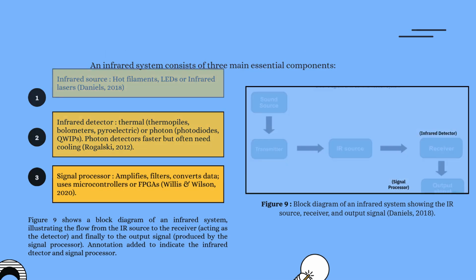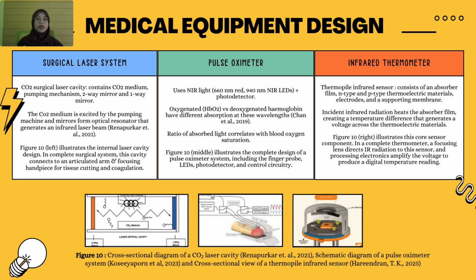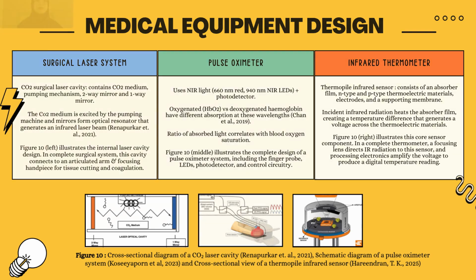the output signal. Finally, here are 3 medical equipment examples. First, an oxygen surgical laser system. The internal laser cavity generates an infrared beam to be delivered to the articulated arm to cut and coagulate the tissue. Second, a pulse oximeter, which uses red and near-infrared LEDs to measure the blood oxygen saturation. Third, an infrared thermometer, which uses a thermocouple sensor to measure the body temperature from thermal radiation. Figure 10 shows each of these devices.